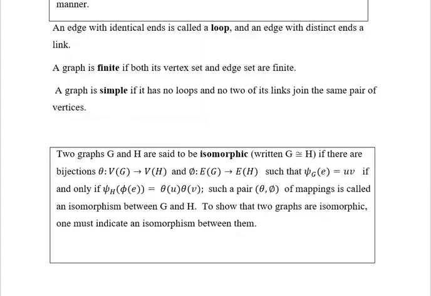An edge with identical ends is called a loop, and an edge with distinct ends is called a link. A graph is finite if both its vertex set and edge set are finite. A graph is simple if it has no loops and no two of its links join the same pair of vertices.